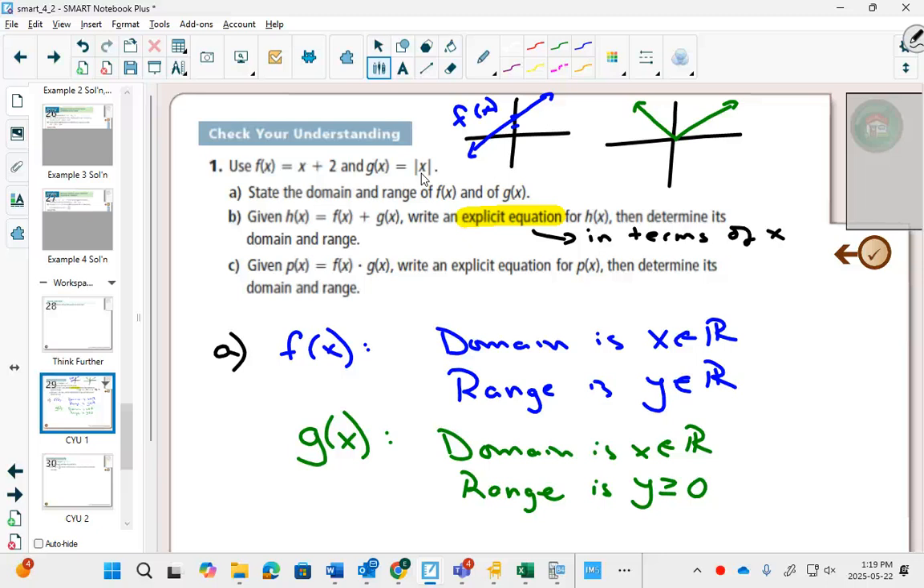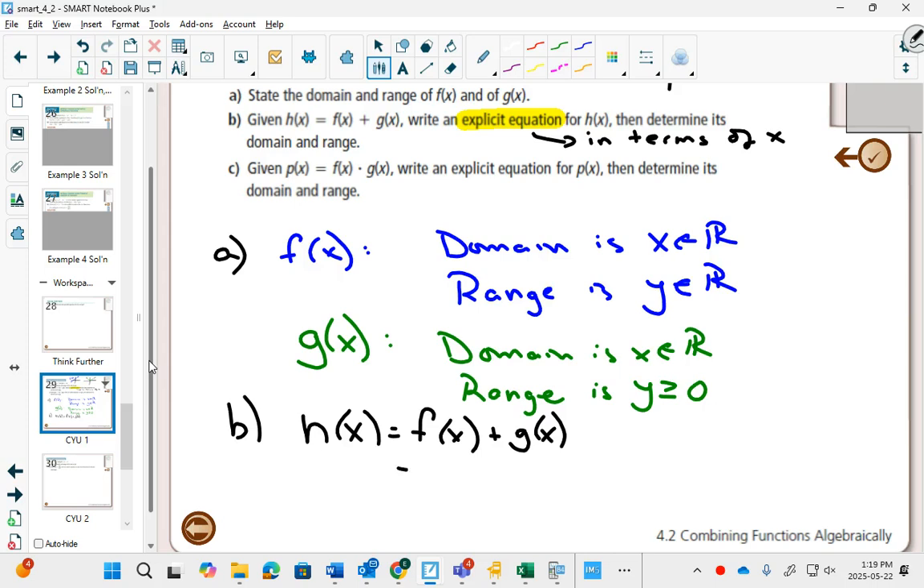I'm now unmuted. So an explicit equation is when we can write things in terms of x. So right now in B, you've got h of x equal to f of x plus g of x. This is not an explicit equation because right now it's in terms of their functions.